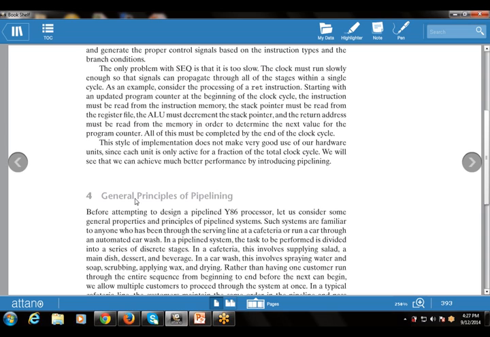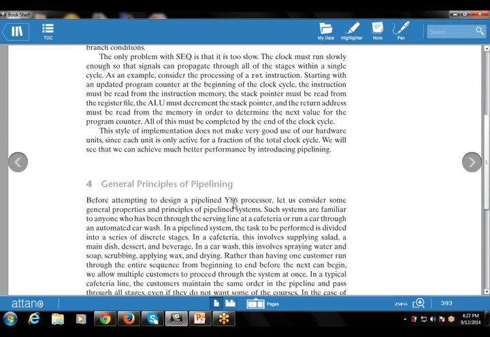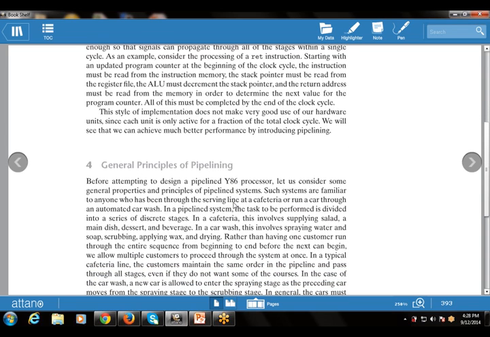This is your next topic, that is general principles of pipelining. That is how we are using pipelining, what is the hardware concept of pipelining, what is the software used in pipelining, what are the models or the types of hazards that are available in pipelining, and what are the types of pipelining.